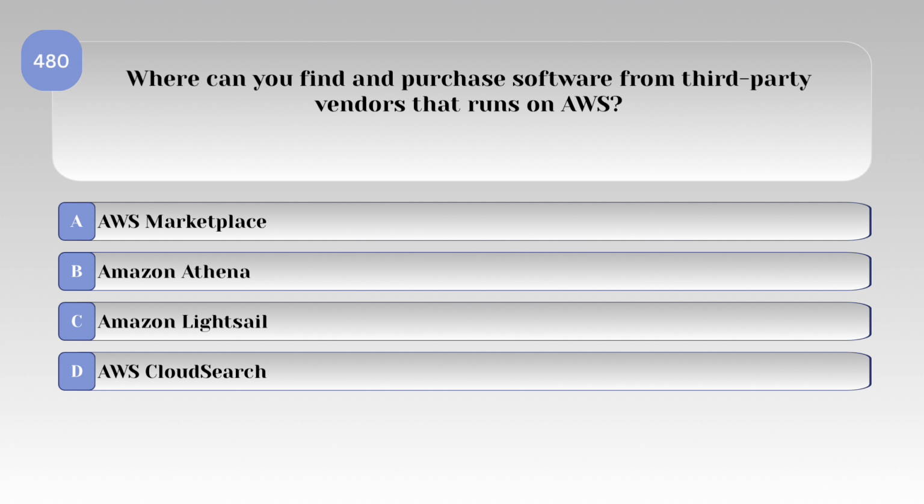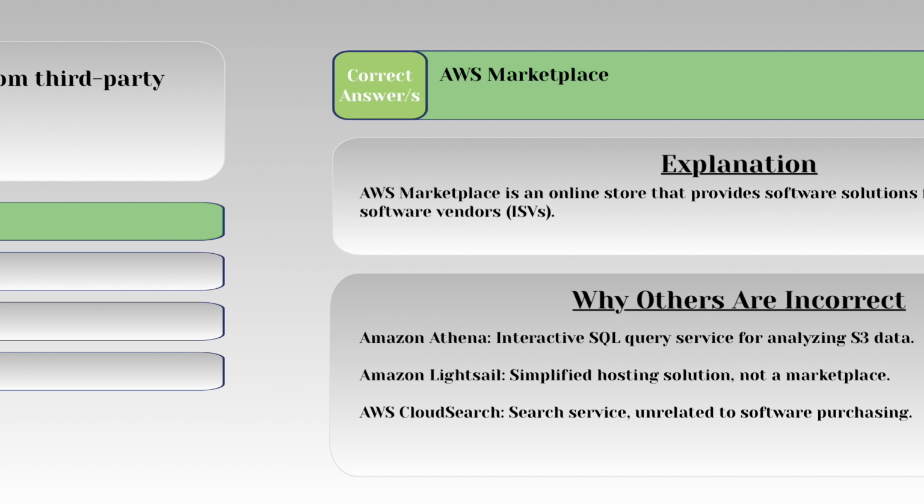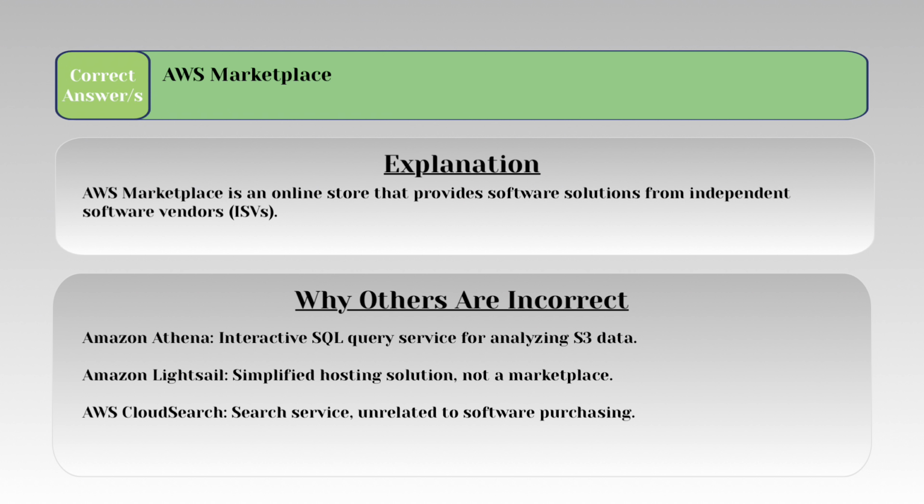Where can you find and purchase software from third-party vendors that runs on AWS? Correct answer: AWS Marketplace. Explanation: AWS Marketplace is an online store that provides software solutions from independent software vendors.